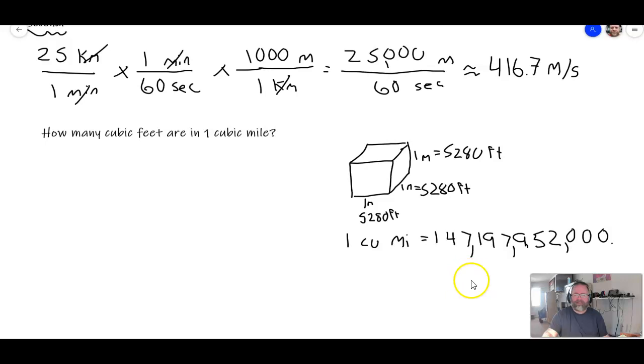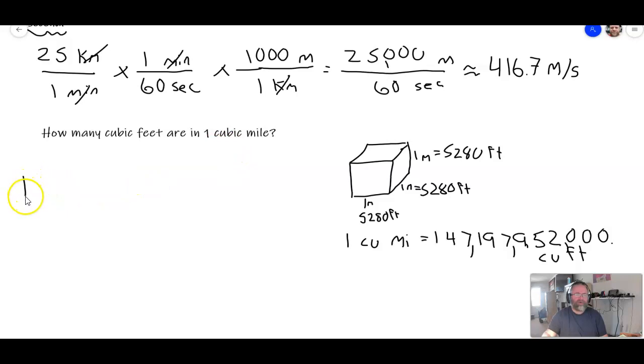That looks like 147 billion, 197 million, 952,000 cubic feet. So that's cubic feet. And that's in 1 cubic mile. All right, well, that's really the answer right there, right?